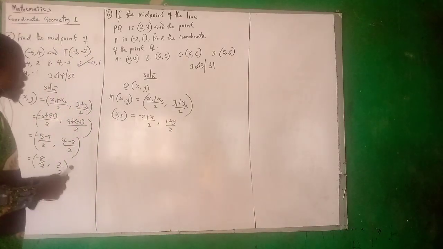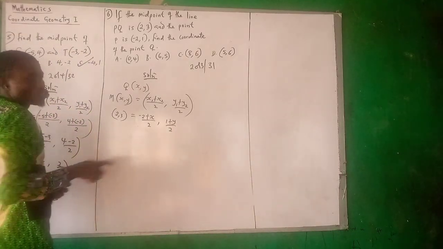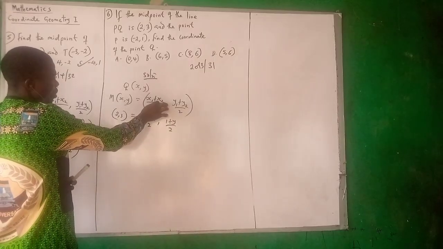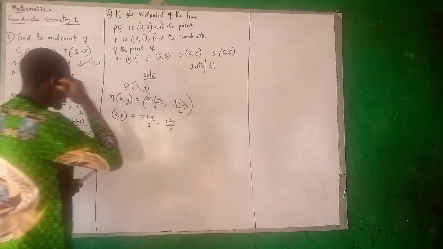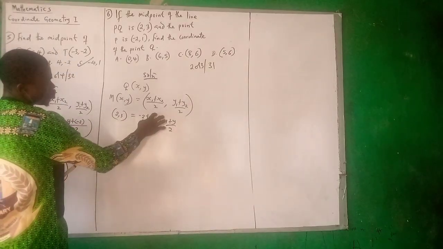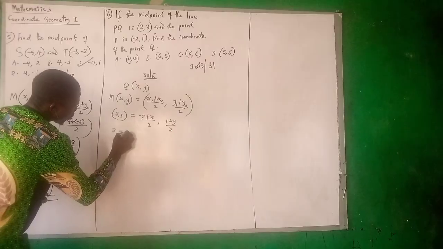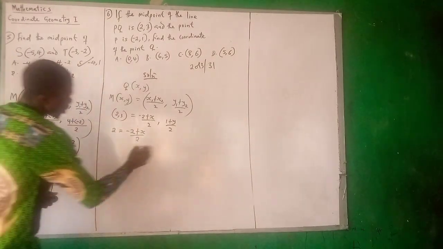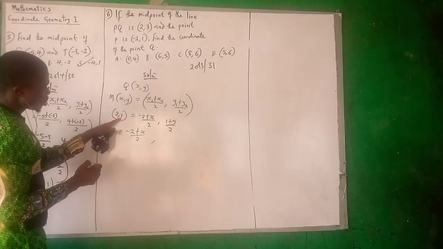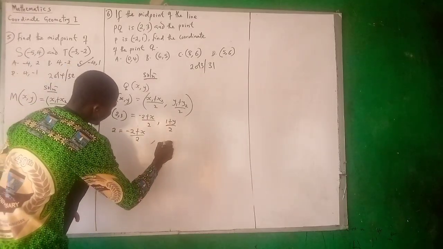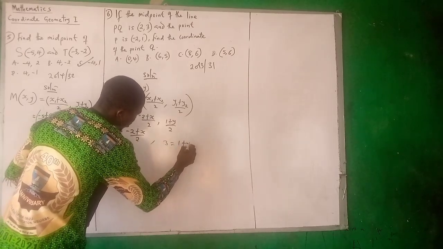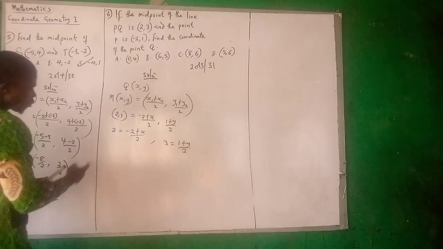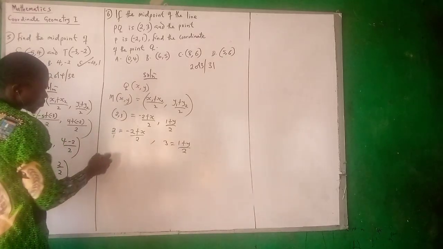Now, what it means is that I'm going to equate. I told you when I gave you the formula for this one that you can equate x to this one and y to this one, right? Which means I'm going to equate 2 to this one. So I'm having 2 equal to minus 2 plus x over 2, right? And I'm going to equate 3 to this one. So I have 3 equal to 1 plus y over 2. Are you following me?